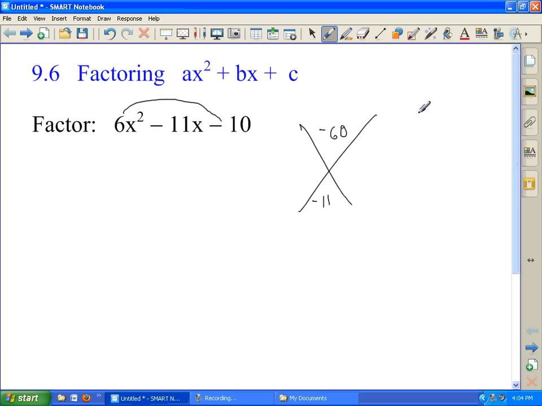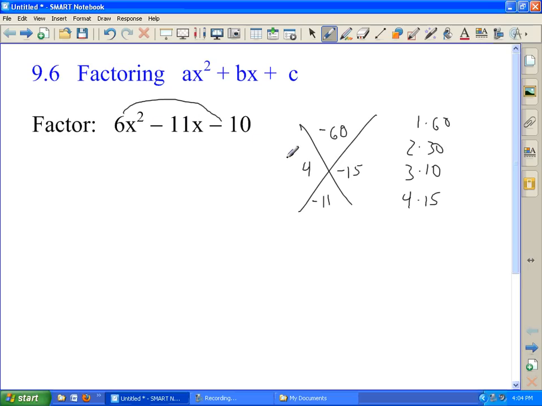You can be systematic about this. Start with the smallest number that goes into 60. 1 times 60 won't make 11. 2 goes in 30, still not there. 3 times 10, it's 13, but not 11. 4 goes in 15 times, and that is the pair that we need. If you use a positive 4 and a negative 15, they multiply to be negative 60, but add to be negative 11.